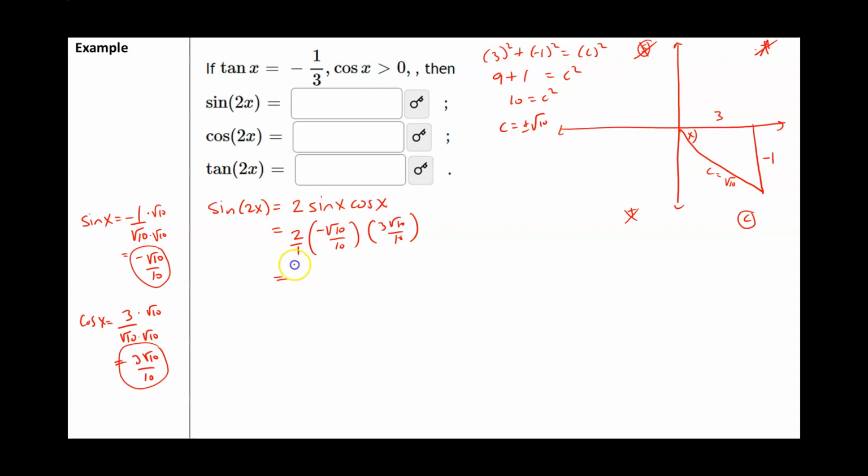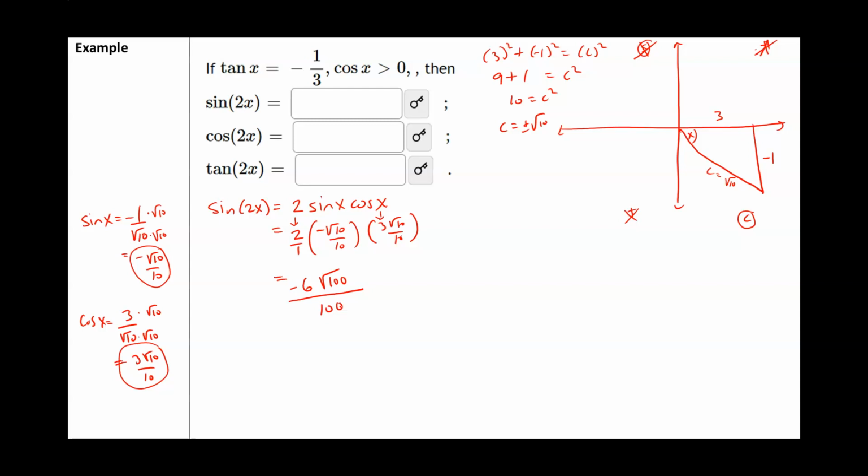So let's multiply the numerators. You have 2 times negative radical 10 times 3 radical 10. A quick reminder of algebra, you can multiply the numbers on the outside. So 2 times 3 is going to be 6, and then you have negative radical 10 times radical 10. That will be radical 100, and the negative goes on the outside, so it's negative 6 radical 100. On the denominator, we have 1 times 10 times 10, which is going to be 100.